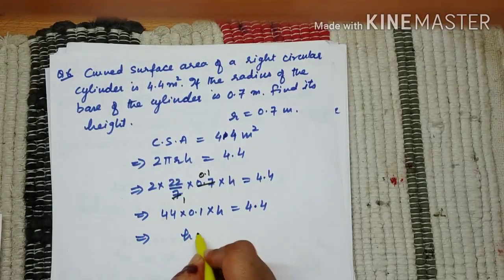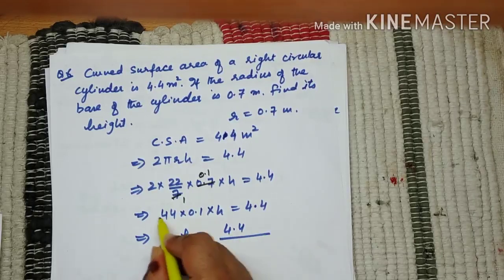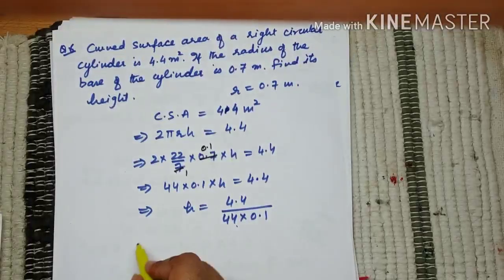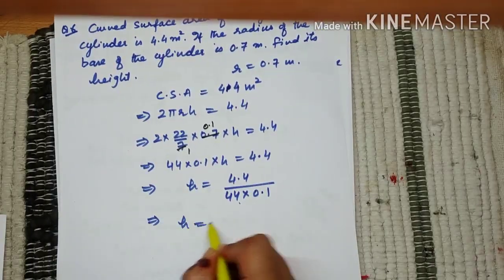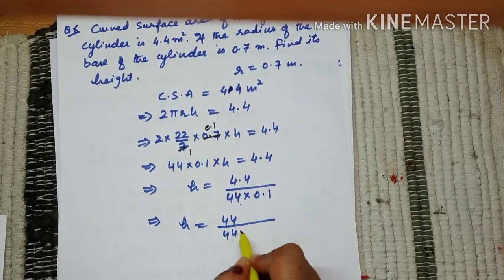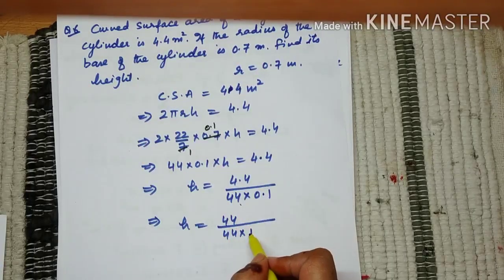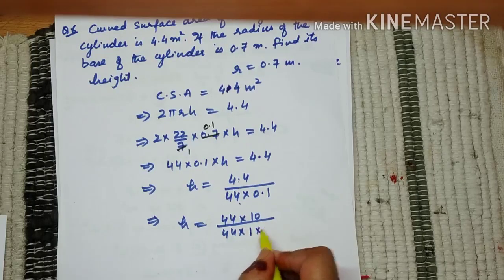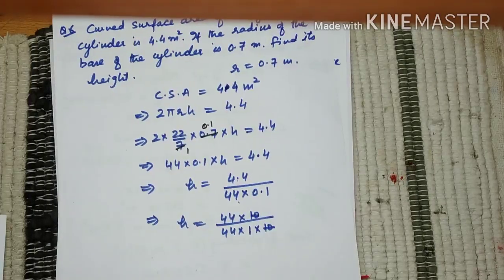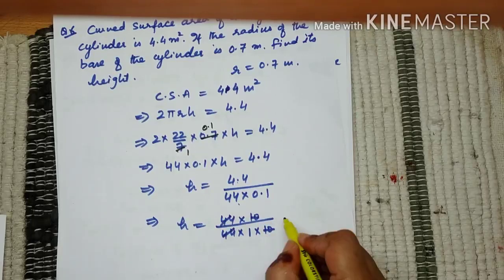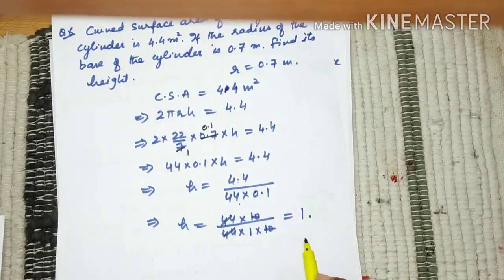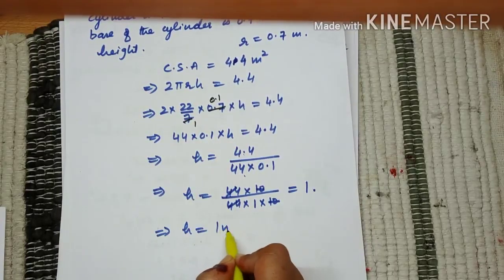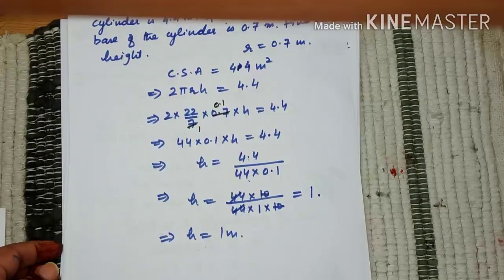So we get h as 4.4, and this will be divided here because it's multiplied that side. Right? Now, so h is 44 by 44 into 1. Now there is a decimal place, 10 will be multiplied up, and if I remove this decimal, 10 will be multiplied down. So 10 and 10 go away, 44 and 44 go away. So I get height as 1 meter. Units per meter. So we got the height as 1 meter.